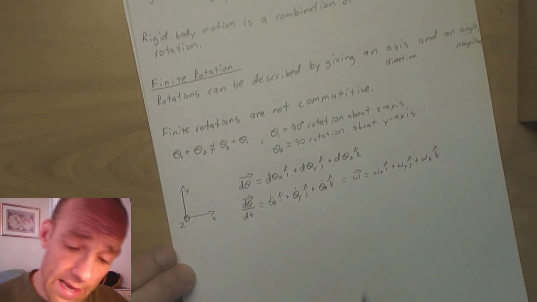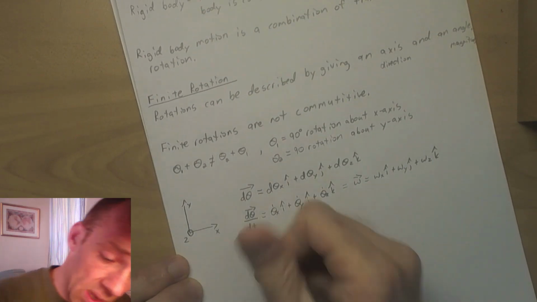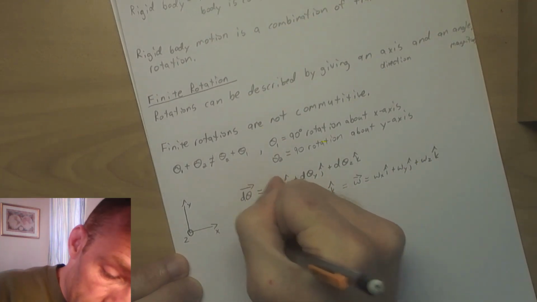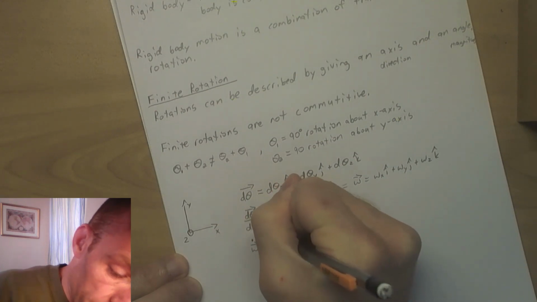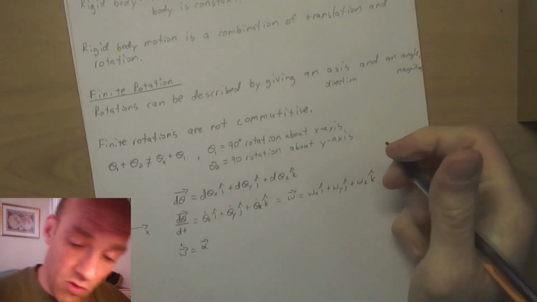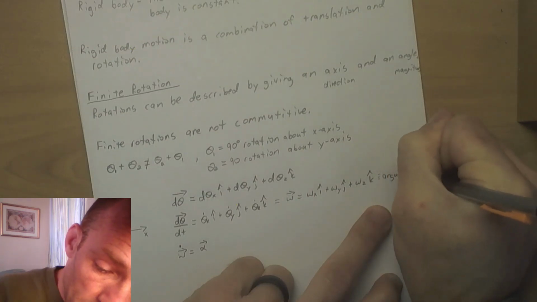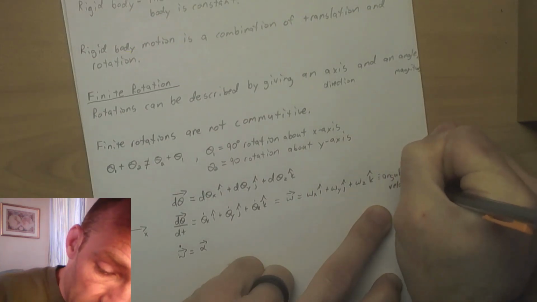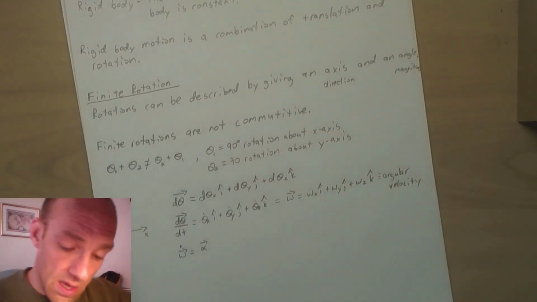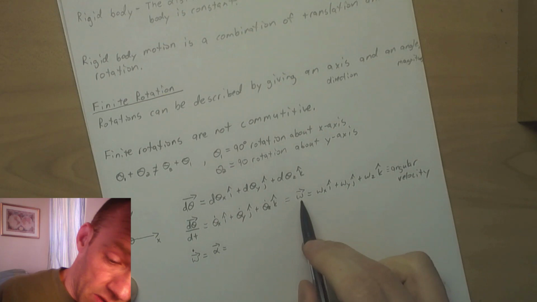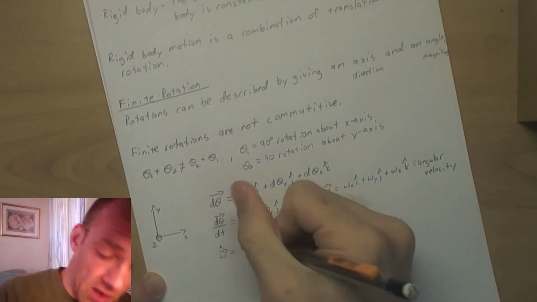Okay, and then we can take the time derivative of it, and we call that alpha, or the angular acceleration. So this is called the angular velocity, and alpha is just the time derivative of the angular velocity. It's called the angular acceleration.